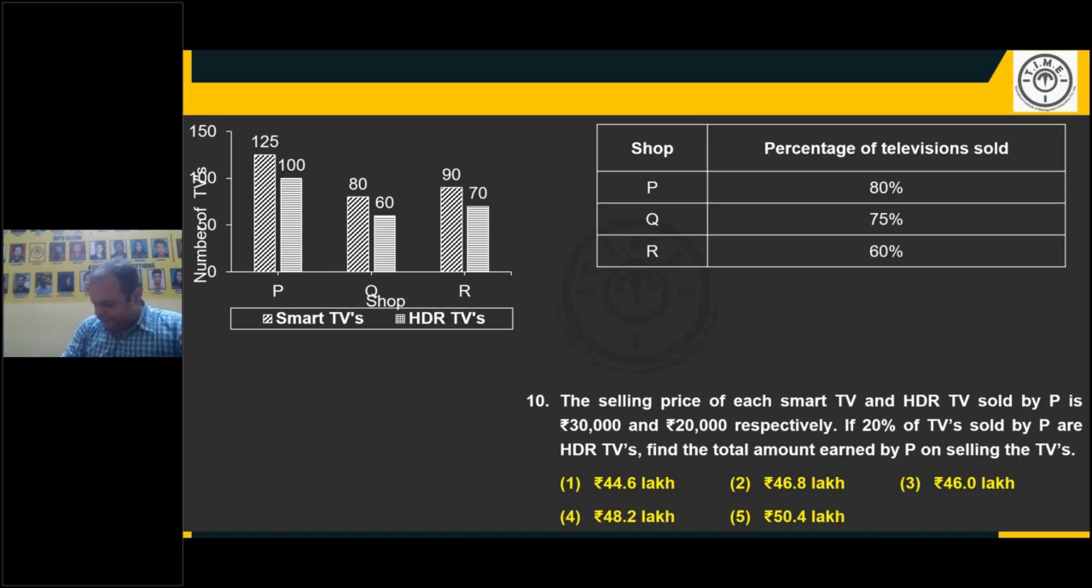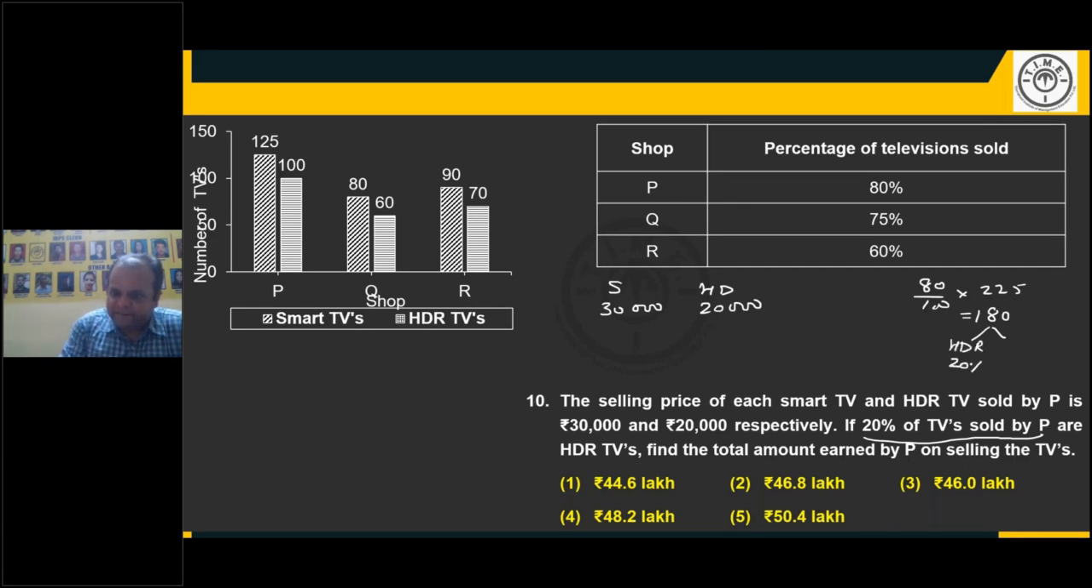The selling price of each smart TV and HDR TV sold by P is 30,000 and 20,000. So smart TV का price है 30,000 and HDR का price है 20,000. Now, if we know the price, we also need to have the quantity. So it says 20% of TVs sold by P are HDR TVs. How many TVs is P selling? P is selling 80% of 225. So P is selling 180 TVs, and out of which 20% are HDR.